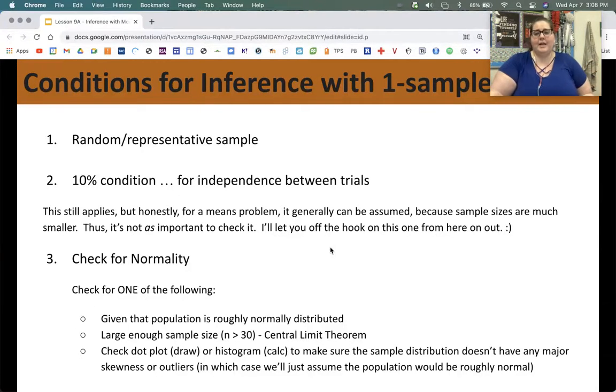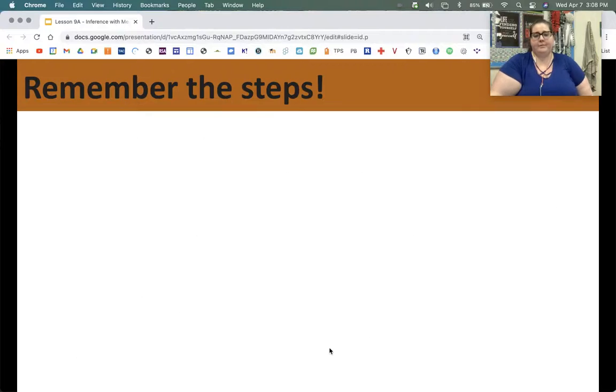As long as it doesn't have any major skew or outliers, then we just assume that the population is roughly normal. It's sometimes a bit of a leap, but again, our goal is not to check for perfect normality in the sample. We're checking, can we at least assume that the population's probably roughly normal? You'll see what we mean when we look at an example. That is our third way to check that condition: to check a graph of our sample data.